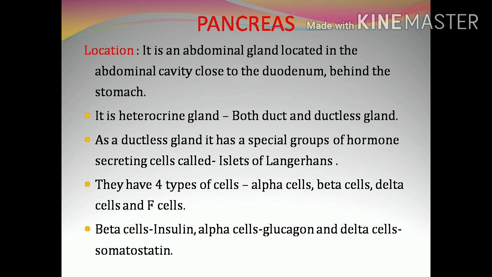Beta cells secrete the insulin hormone, alpha cells secrete the glucagon hormone, and delta cells secrete the somatostatin hormone. For your syllabus, only the insulin and glucagon hormones are there. There is no somatostatin hormone in your syllabus.